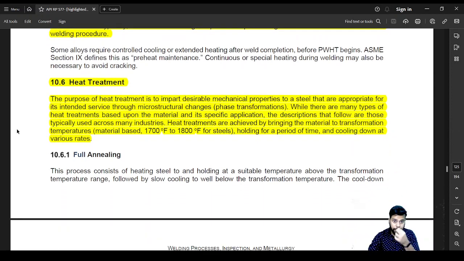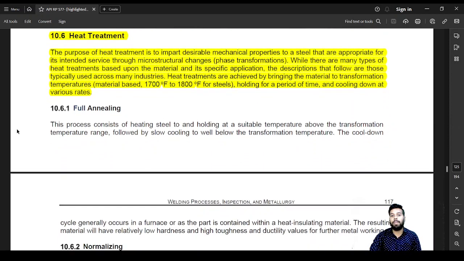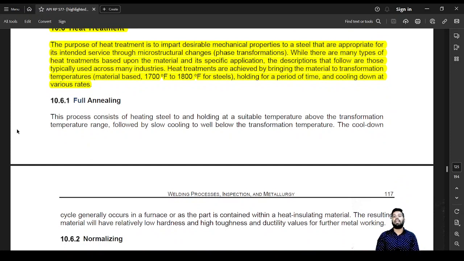Heat treatment. The purpose of heat treatment is to impart desirable mechanical properties to a steel that are appropriate for its intended service through microstructural changes, that is, phase transformation. While there are many types of heat treatment based upon the material and its specific applications, the descriptions that follow are typically used across many industries. Heat treatments are achieved by bringing the metal to a transformation temperature, usually 1700 to 1800 degrees Fahrenheit for steels, holding the temperature for an amount of time, and then cooling down at various rates.